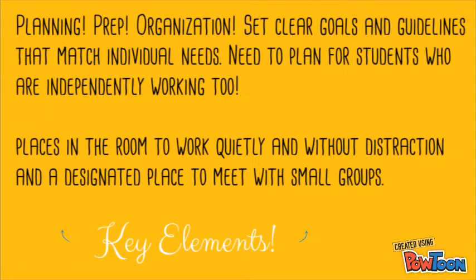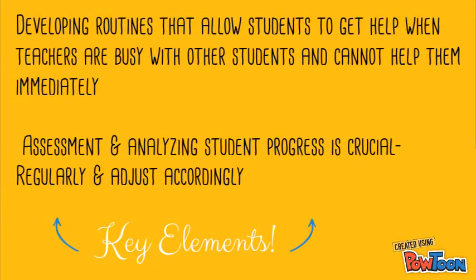So as we just saw, you need to set clear goals and guidelines that match individual needs, but you also need to plan for students who are independently working too. You need to make sure there's a place in the classroom where they can work quietly and without distractions, and a designated place to meet with your small groups. You need to develop routines that allow students to get help when teachers are busy with other students and cannot help them immediately. Assessments and analyzing student progress is so crucial and needs to be regularly done, and you need to adjust your groups accordingly.